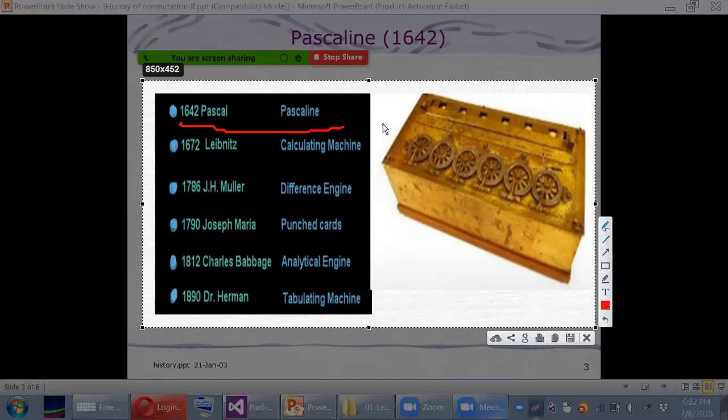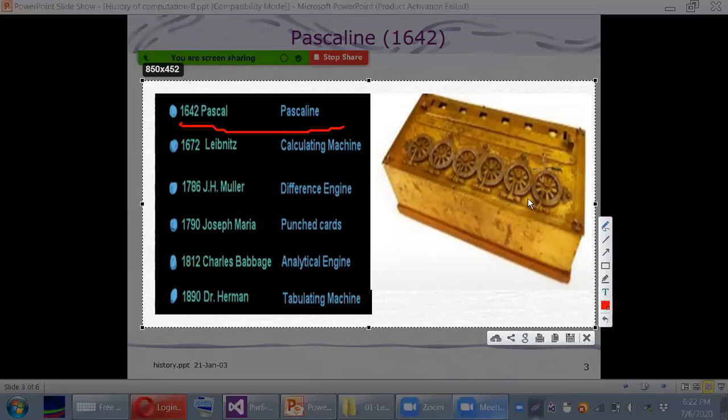Now let's see how it worked. As you can see in the diagram, it consists of 1, 2, 3, 4, 5, 6, what you can say, dials or drums. So let me write it down.